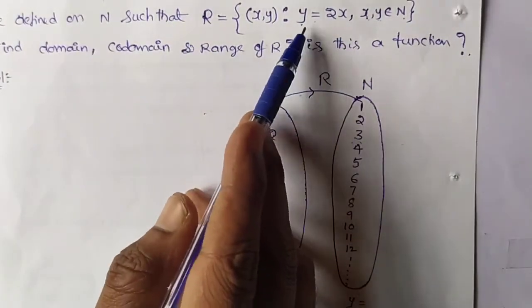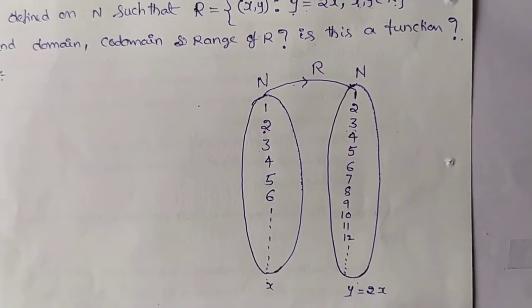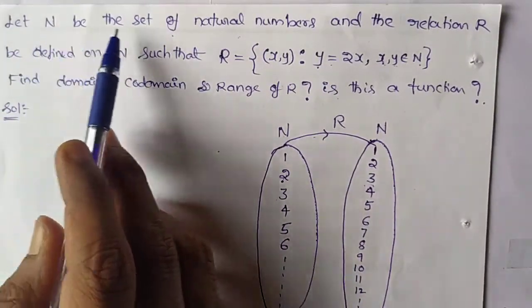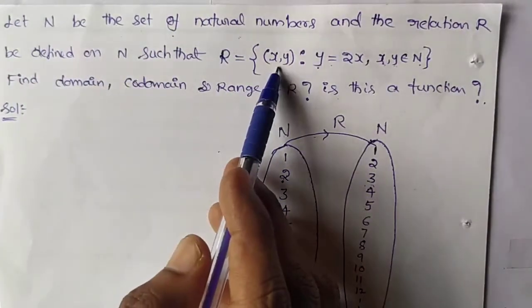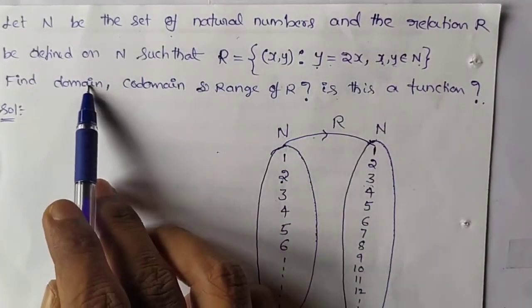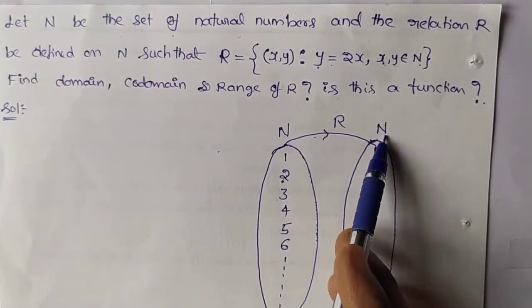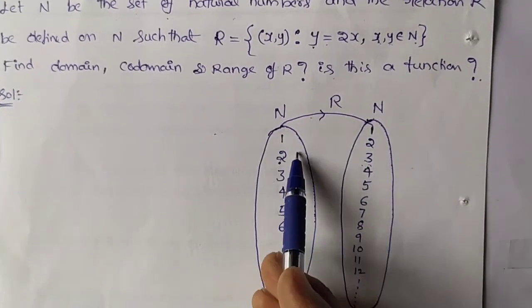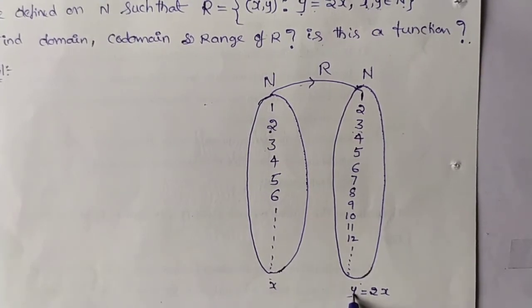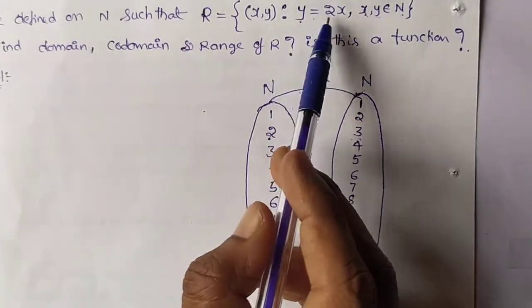y equals 2x, y equals 2 times x, right? Once again, here N is the set of natural numbers and the relation R is defined in set builder form. We have to verify whether this relation is a function or not, and also find the domain, codomain and range. x belongs to N, y belongs to N means both are natural numbers. Natural numbers I have written in the arrow diagram. This set is x, this set is y, isn't it? The elements of the set N are y, y equals 2 times x.